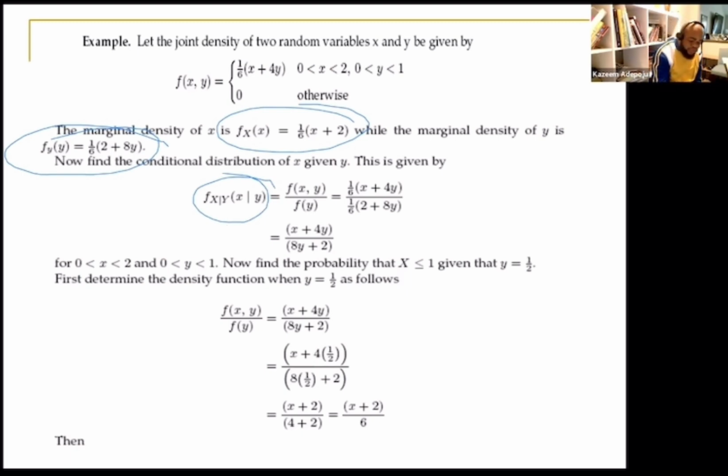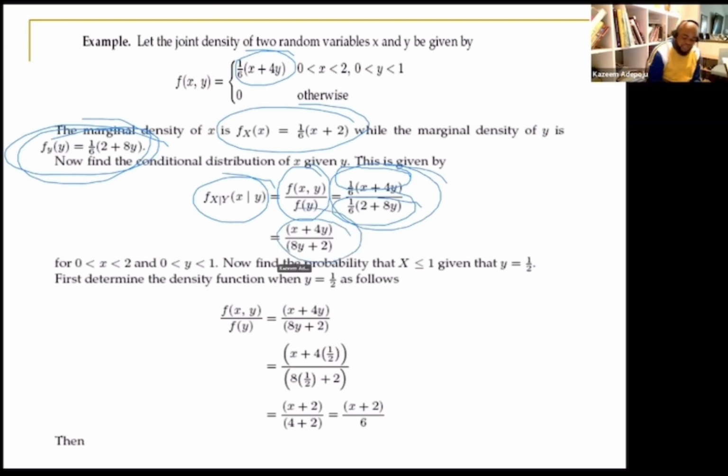Take a look at the formula here. The f of xy is what you've been given. So this is what you're doing, that's why you have this here. What is f of y? The one you just computed is right here. All we need to do is simplify, and that is going to lead you to that. The conditional function will be very easy the moment you have your marginals.